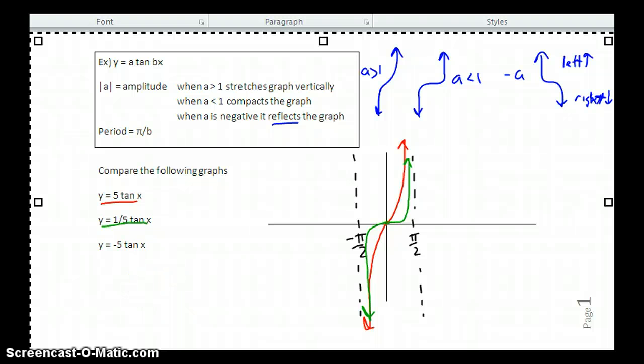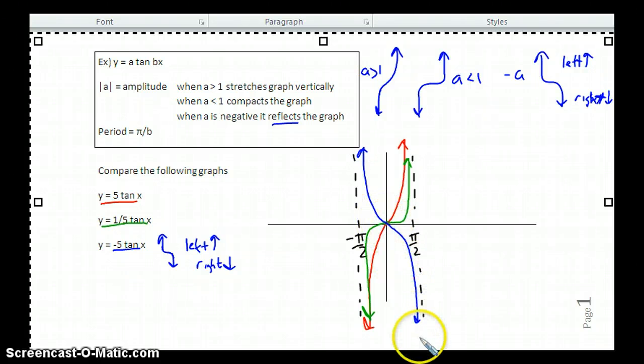And finally, if your graph has a negative 5, the 5 means it's going to be really stretched like this red graph is. But the negative 5 means that it's going to go the opposite way. It's going to rise to the left and fall to the right. So it'd be a graph that would look more like that. Left goes up, right side now goes down. And it's going to be very stretched out. So the left side would come up like this, and the right side would go down like that. Again, it's much more stretched out than the green graph would be.